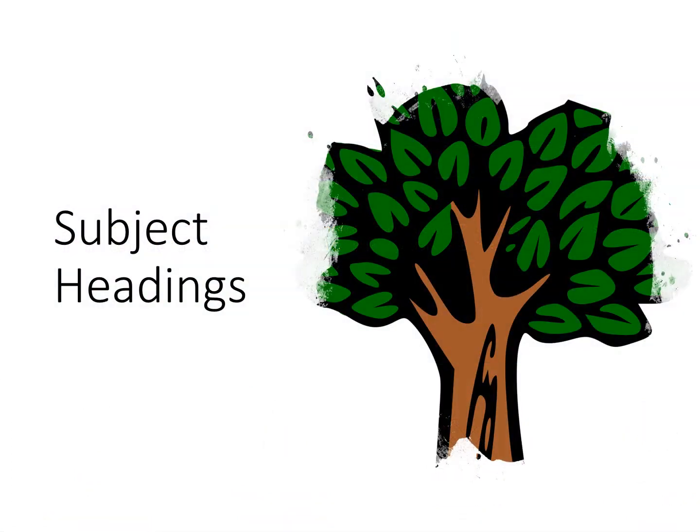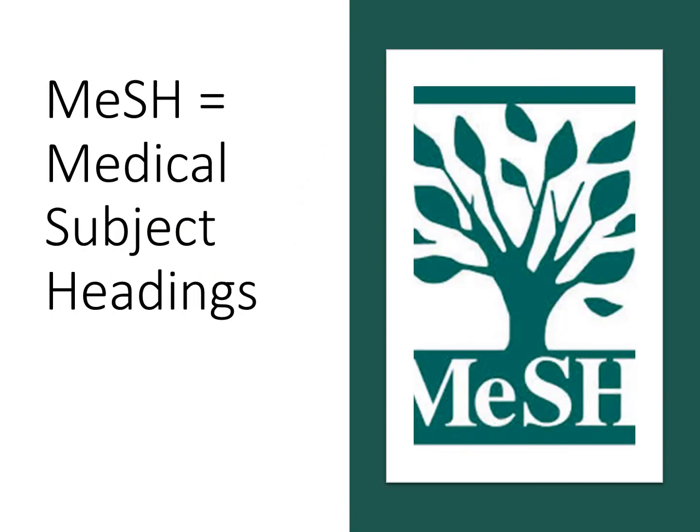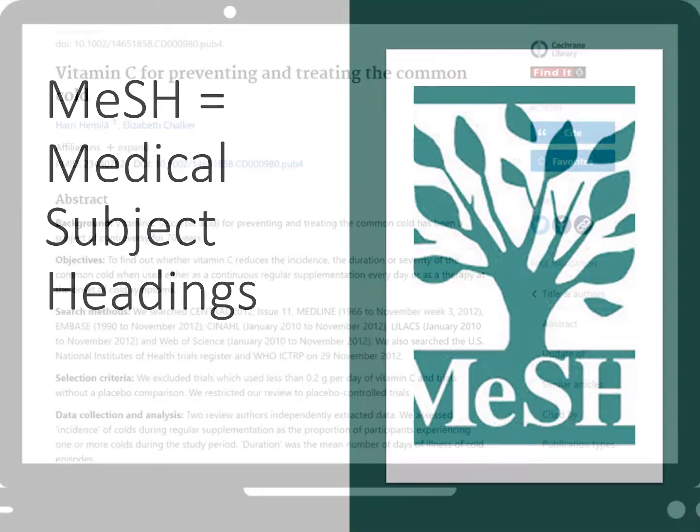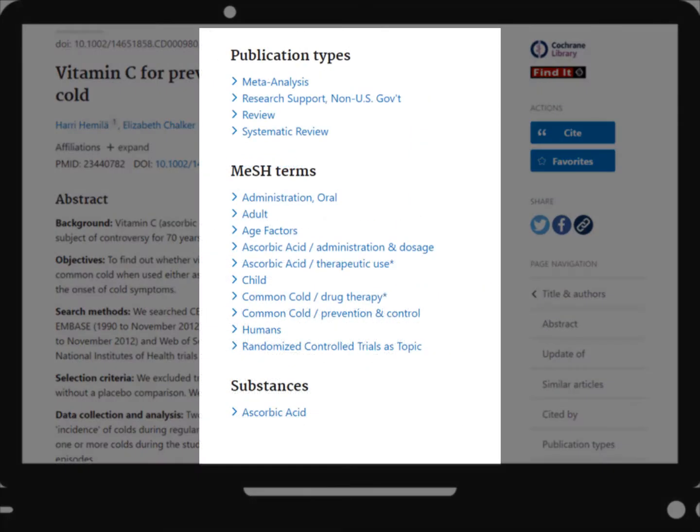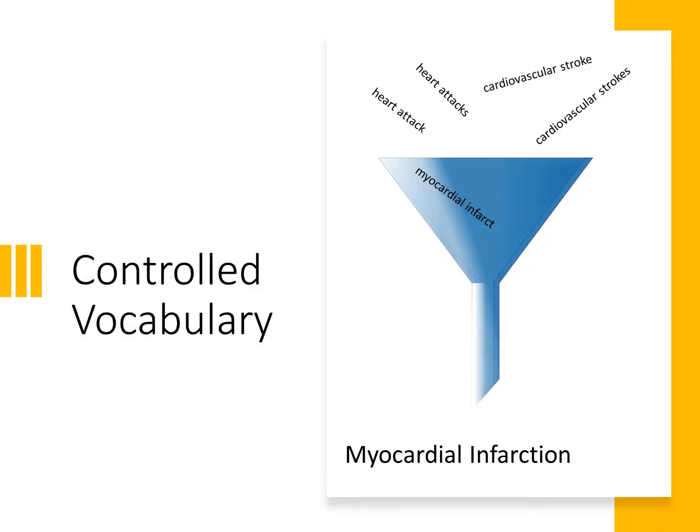Subject headings are another common feature of bibliographic databases, and in PubMed, these are referred to as MeSH, which stands for Medical Subject Headings. Subject headings are terms that indexers assign to citations to represent the key concepts of an article. These terms are controlled vocabulary. That is, each term represents a concept regardless of spelling or if it is referred to in multiple ways.